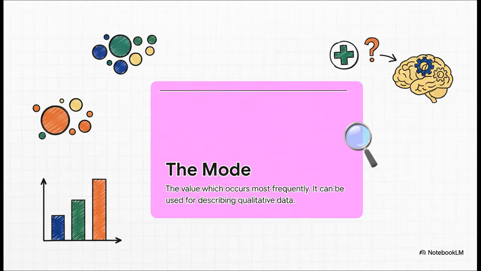And finally, there's the mode. This one's the easiest. It's just the value that shows up most often. Now, here's the cool thing about the mode. You can't calculate the average blood type, right? But you can find the mode. In our example from before, the modal blood type, the one that appeared most often, was B.